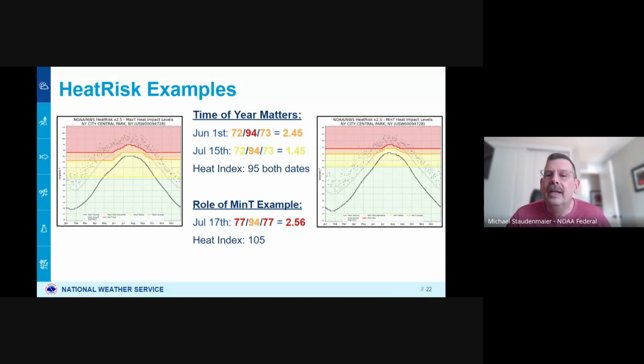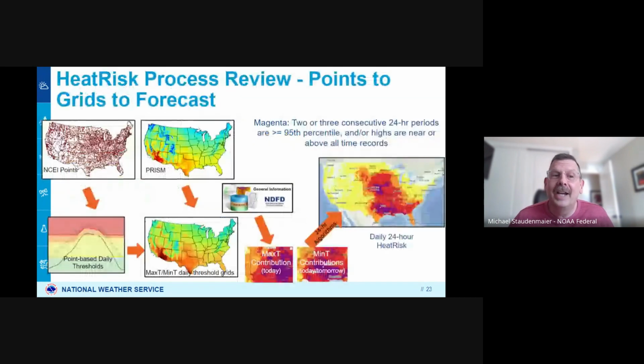red category. This is much higher than what was obtained when the heat risk value was 95 just a few days earlier. In this case, a calculated heat index value for this situation resulted in a value of 105. So hopefully you can see that heat risk is sensitive to higher dew points and humidity through the use of the minimum temperature contributions. It's not exact one-to-one, but it can account for it in a bulk kind of manner.